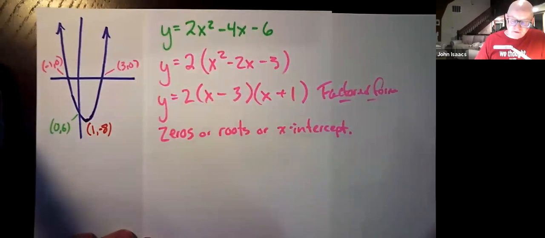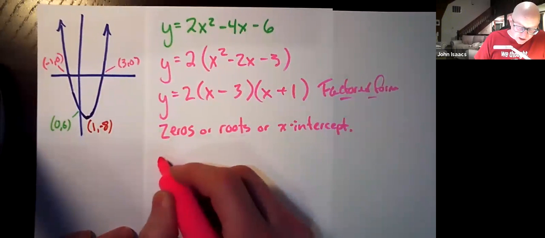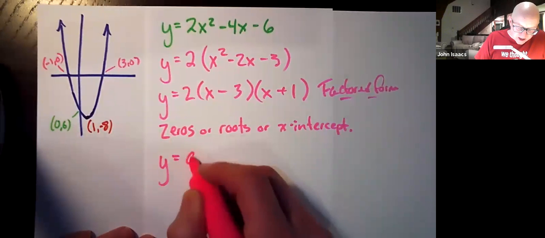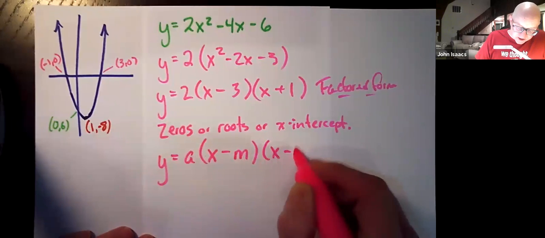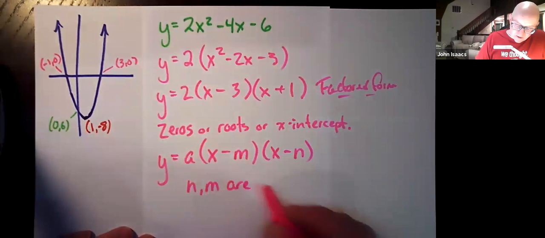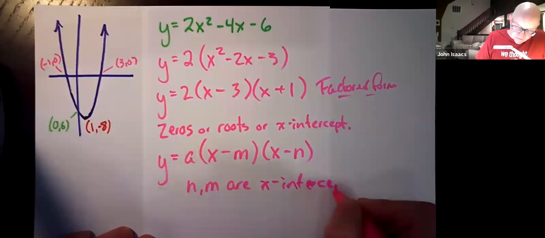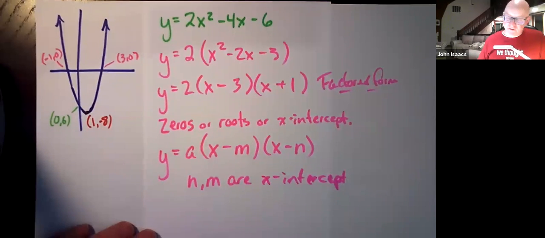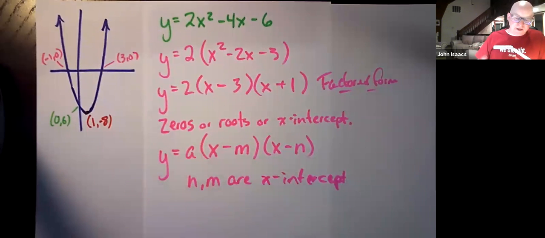All right. Now think about this, factored form. Let's put this into something that makes sense with some letters. Y equals a times x minus m times x minus n, where n and m are x-intercepts, also known as zeros or roots. All right, so n or m are x-intercepts, known as zeros or roots. All right, next video we'll take this idea into an equation.